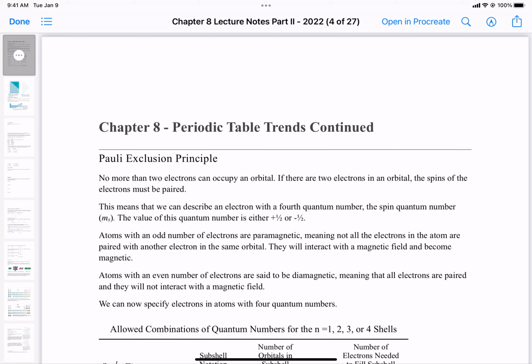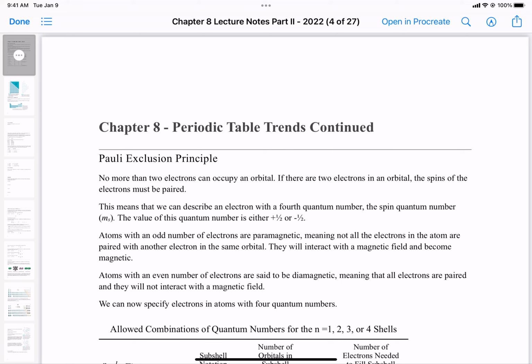So atoms with an odd number of electrons are paramagnetic, meaning that not all the electrons in the atom are paired with another electron in the same orbital. They will interact with a magnetic field, and that's what causes magnetism. Atoms with an even number of electrons are said to be diamagnetic, meaning that all electrons are paired and they will not interact with a magnetic field.